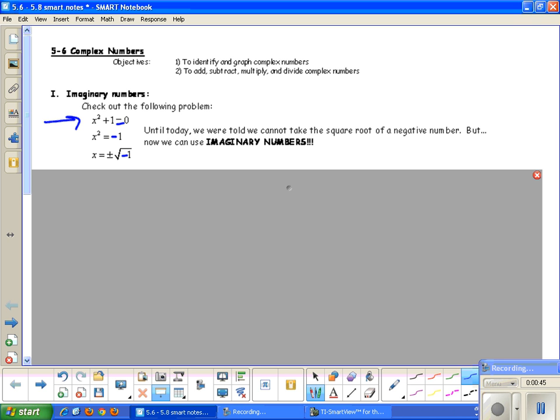So we can take the square root of a negative number, and we call those numbers imaginary numbers. And so there is a way to simplify those numbers, which is what we're going to talk about.